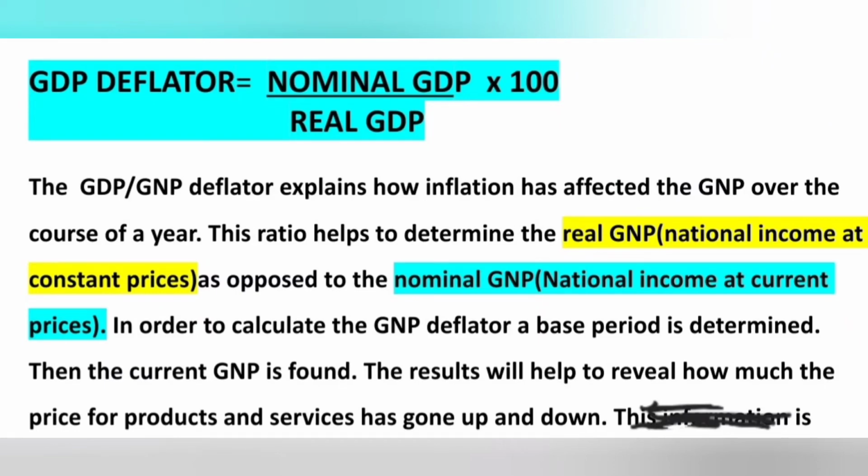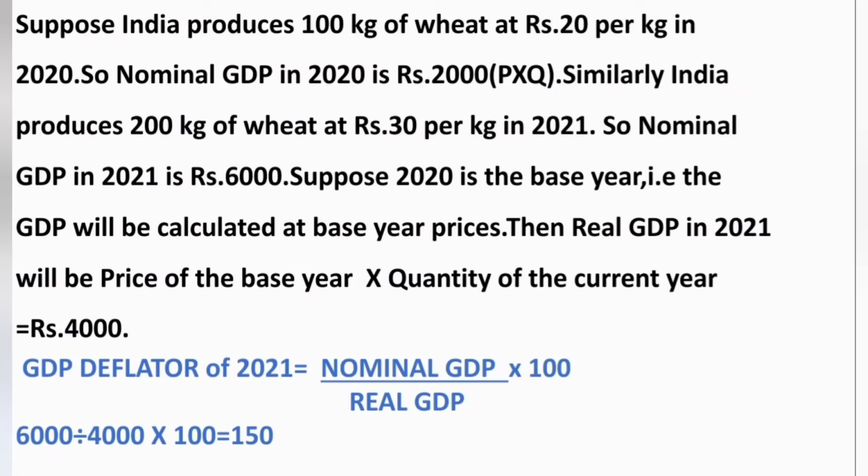One example, suppose India produces 100 kilogram of wheat in 2020 at 20 rupees per kilogram. The nominal GDP will be price of the current year into quantity of the year, that is 2000 rupees. Similarly, in the year 2021, India produces 200 kilogram of wheat at 30 rupees per kilogram. Then at current prices, it will be 6000 rupees. That is nominal GDP in 2021 is 6000 rupees. But real GDP will be only 4000 rupees.